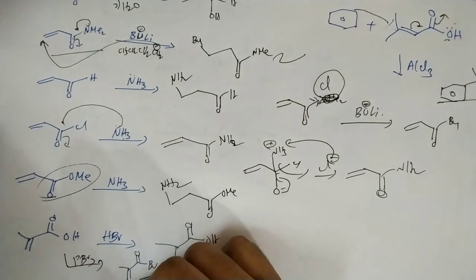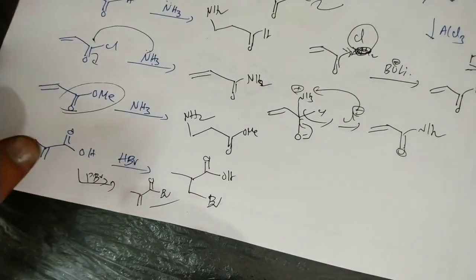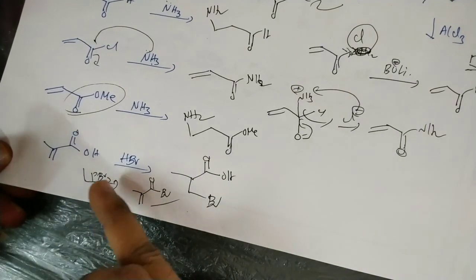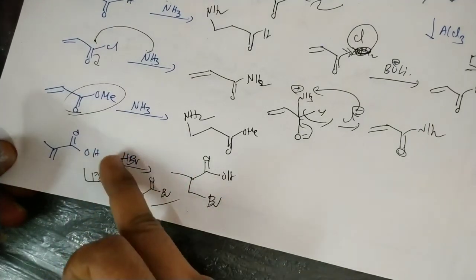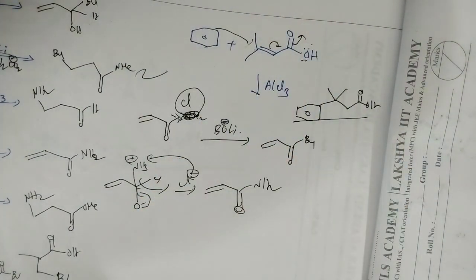That's it. Carboxylic acid is also involved in conjugate addition reactions. So this is one of the more important conjugate addition reactions: this alpha beta unsaturated acid with HBr, and this alpha beta unsaturated acid with benzene. So that is substitution. Okay. So thank you for watching.